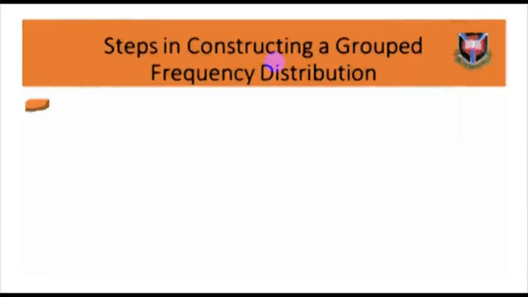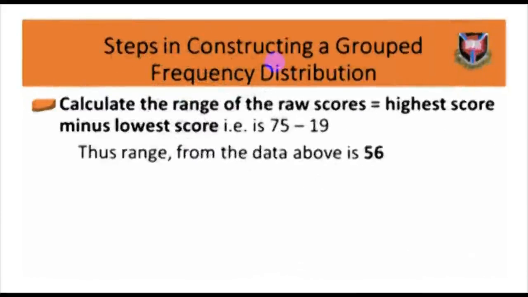Steps in constructing a grouped frequency distribution. 1. Calculate the range of the raw scores. This is obtained by subtracting the lowest value from the highest value. In table 6.3, the highest value is 75, while the lowest is 19. Therefore, the range, 75 minus 19, gives us 56.